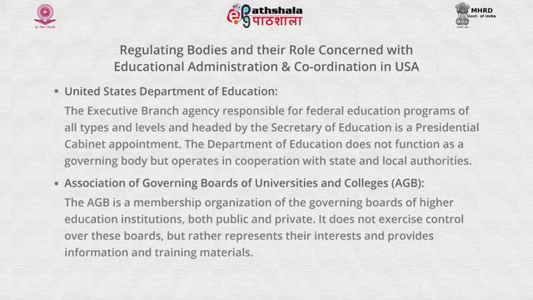The second regulating body is the Association of Governing Boards of Universities and Colleges. The AGB is a membership organization of the governing boards of higher education institutions, both public and private. It does not exercise control over these boards but rather represents their interests and provides information and training materials.